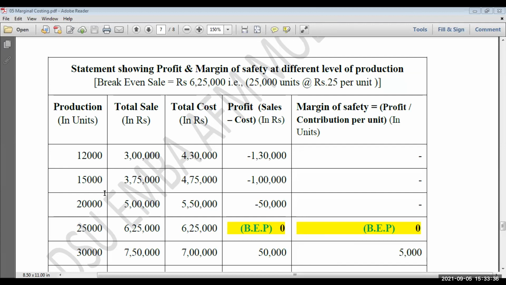Yeah. So look at the statement. I have taken the production in units. I have taken the total sales in value. Then total cost.